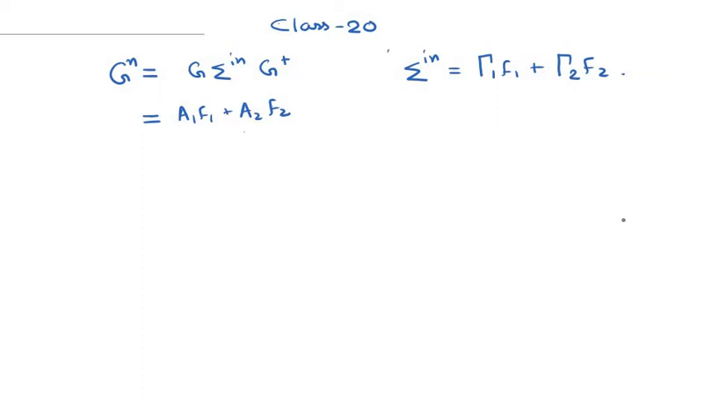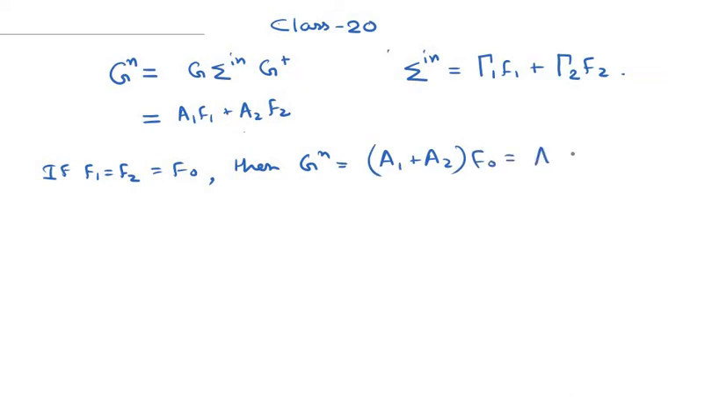Now if f1 is equal to f2, equal to f0, so this is the equilibrium condition basically. In that case we have Gn is equal to a1 plus a2 times f0, which is equal to the spectral function a times f0.